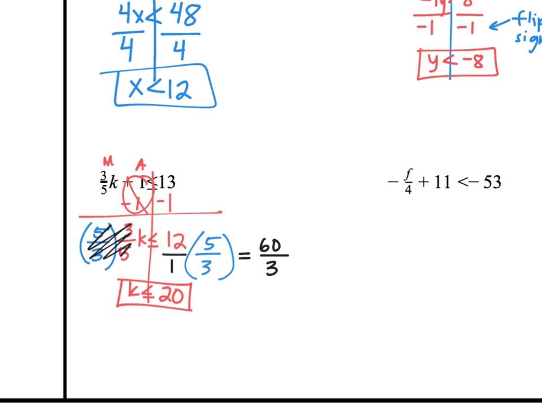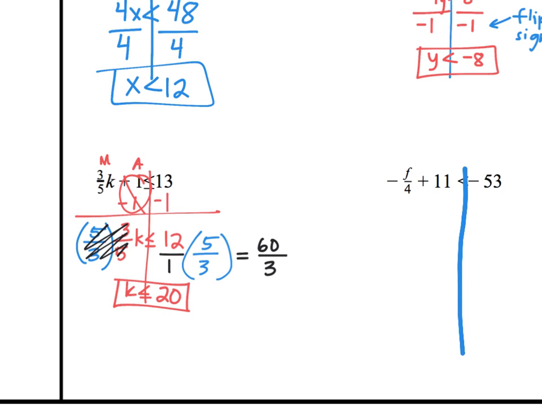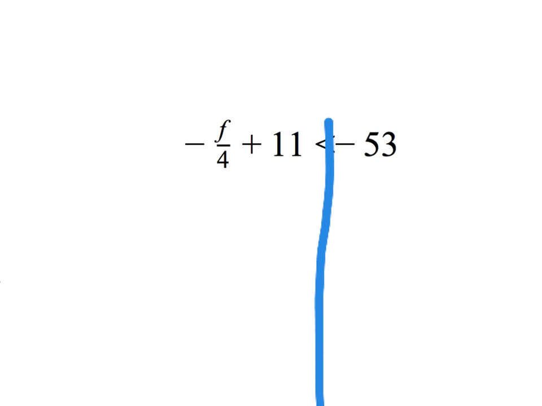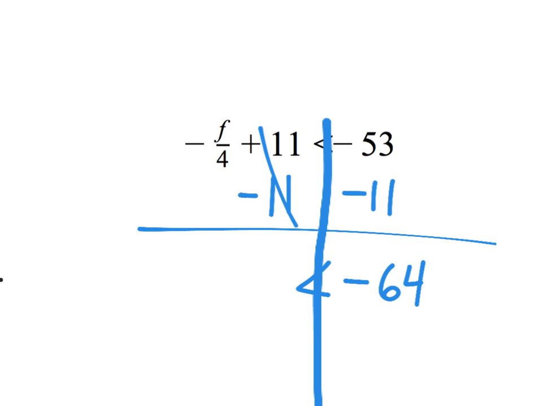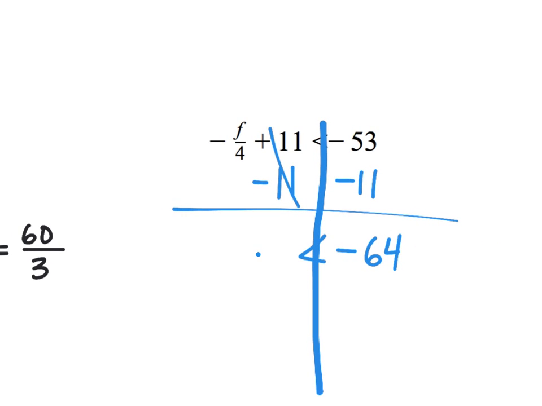What should I do first in the last one? Good. Yep. Add or subtract first, always. So we'll subtract 11 because it's the inverse of adding. So we are left with, let's see, on the right we've got negative 64. On the left, you can rewrite this as f divided by negative 4 if you want. So I know that negative is out front, but it's the same thing as it really being with the 4.